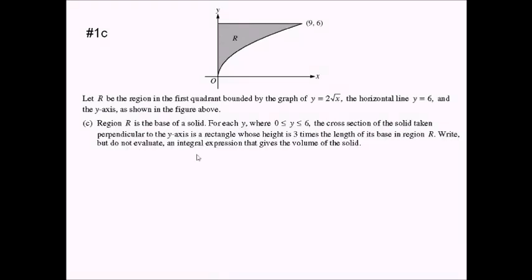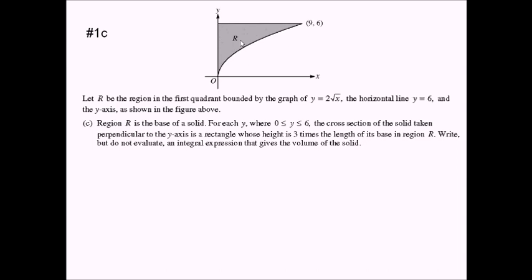For this last part of the problem, they're telling us region R is the base of a solid, and for each y between 0 and 6, cross-sections taken perpendicular to the y-axis are rectangles, with a height 3 times the length of the base. They want us to write but not evaluate an integral for finding volume of the solid. So we've got rectangular cross-sections perpendicular to the y-axis.